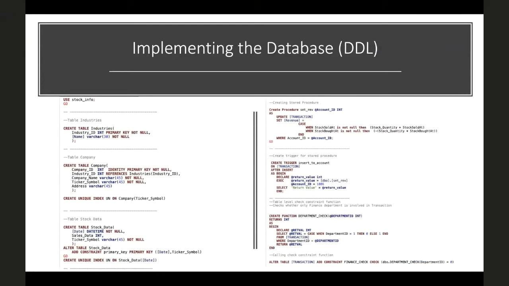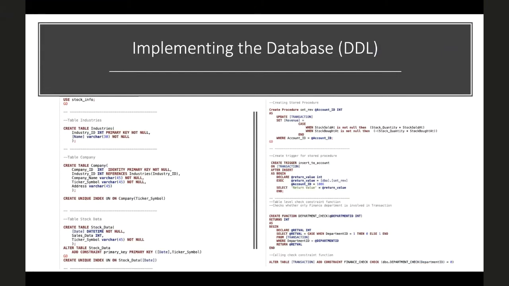To start off, we are creating a stored procedure for setting the revenue of the transaction table. Here we check whether the stock is sold or bought. If the stock sold is not null, then we give the revenue as the stock quantity multiplied by the stock sold at. In the same way for the stock bought at, we give the negative of the stock bought at times the stock quantity.